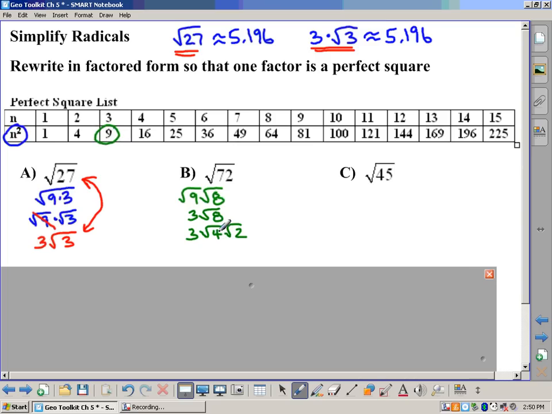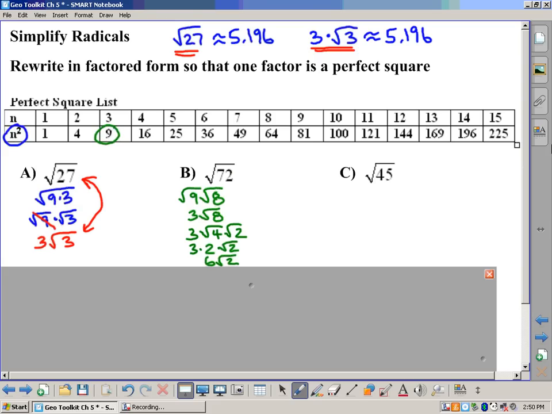And what is the square root of 4? Well, it's 2. So this becomes 3 times 2 times the square root of 2. And 3 times 2 is 6. So it's 6 square root 2. So these two radicals are equal to each other. Square root of 72 in simplified form is 6 square root of 2.